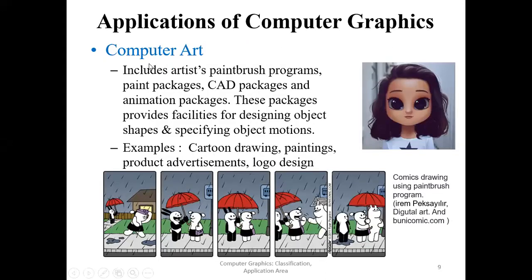Then we use graphics in the field of computer art. In computer art, artists use paintbrush programs, paint packages. We have already talked about CAD packages. Then we have animation packages. These packages provide facilities for designing object shapes, specifying object motions, and so on. Some examples are cartoon drawing, paintings, product advertisement, logo design. Many of you at IUBT, I have seen, are already working with graphical design. They're trying to learn on their own how to develop a logo and some product advertisement and so on.